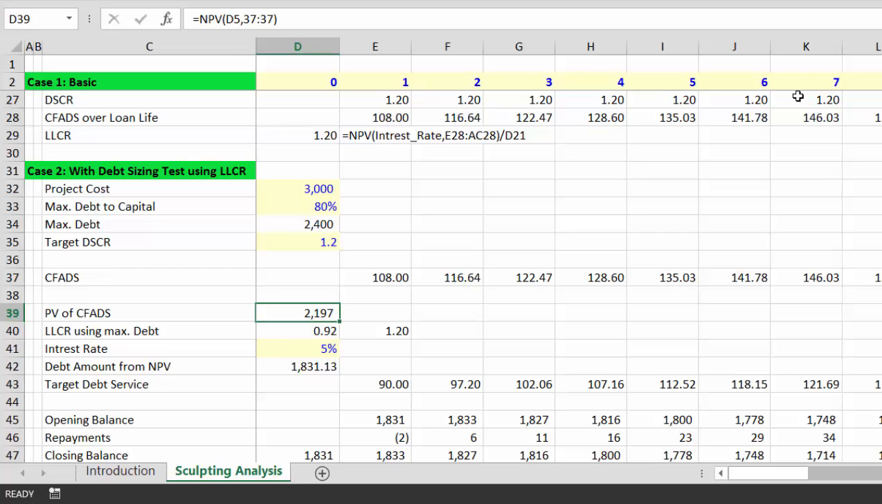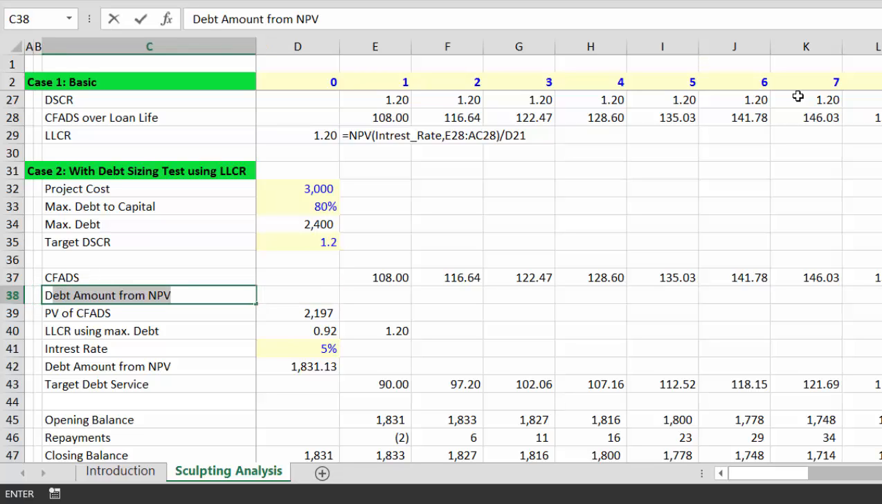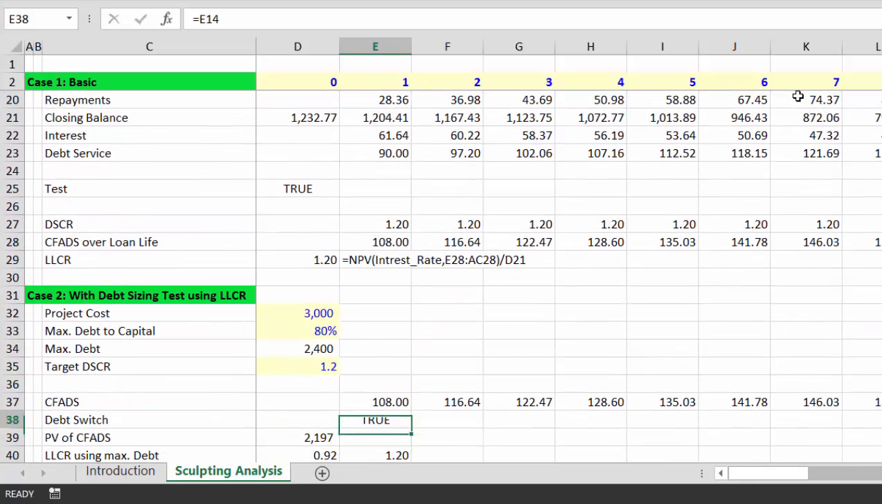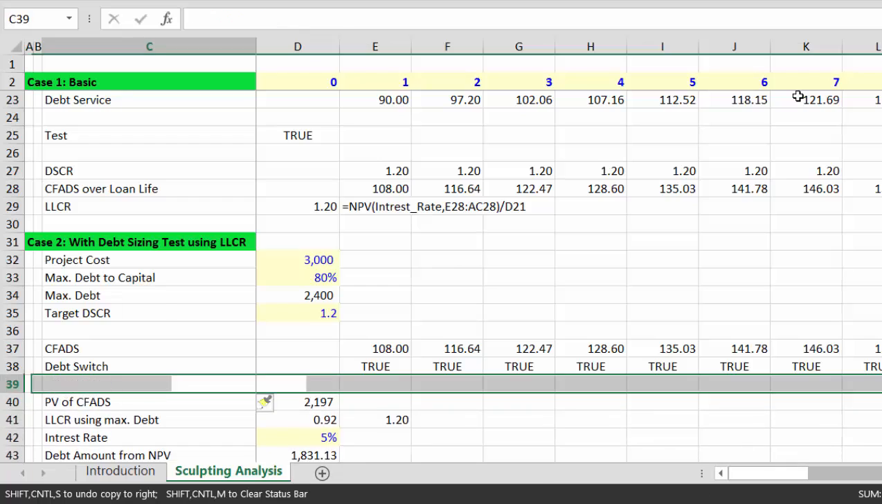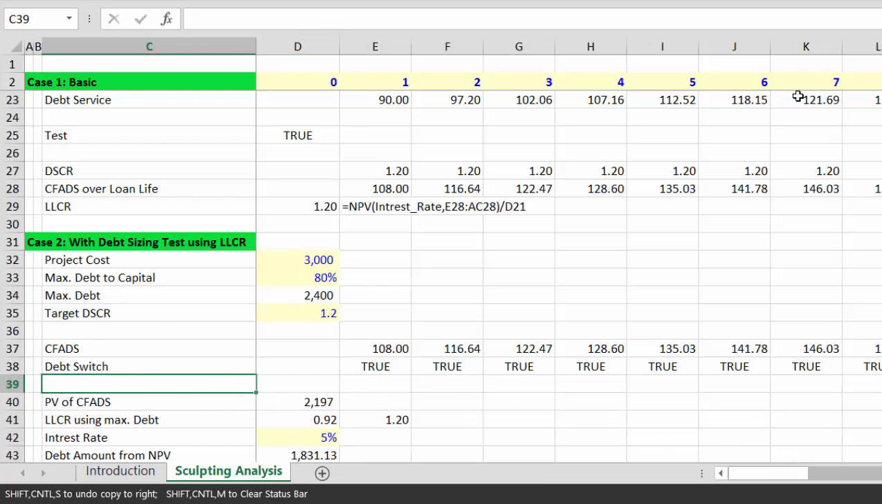Now we'll use the same interest rate. So when we take the PV of the CFADS, you know what I'm going to do is put our debt switch again. Okay, so we'll just redo this. Excuse me if I'm a little bit redundant here. So just so we have CFADS. Well, I'll do it like this.